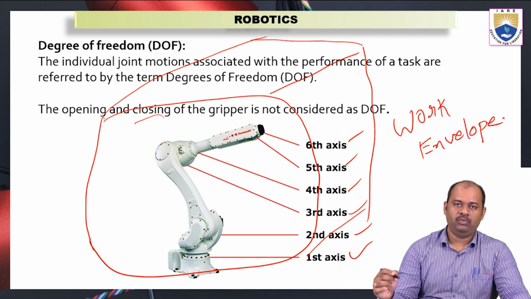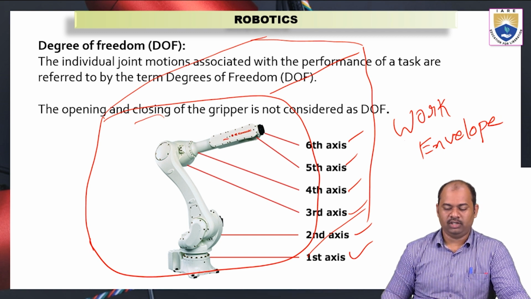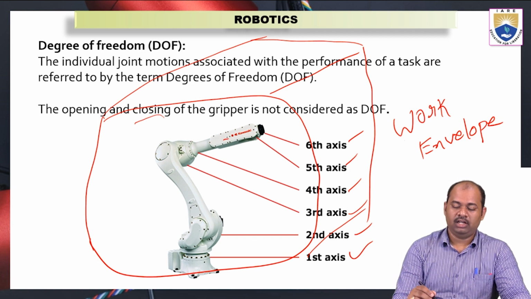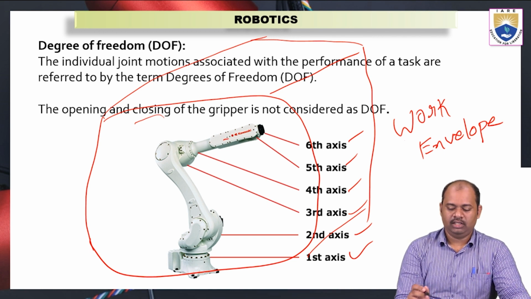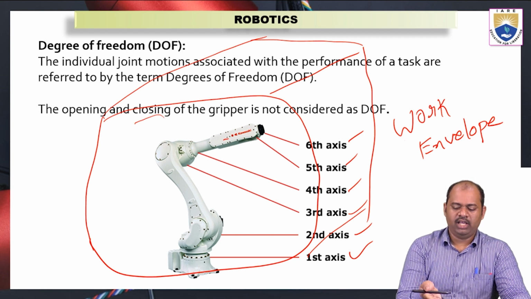So the volume around the robot where it can reach is called the work envelope. Beyond that point, the robot cannot work. And sometimes there are blind spots where the robot cannot reach inside the work envelope. Generally these are all mechanical elements. They have some constraints, what we call boundary conditions, where the robot cannot reach a certain point.